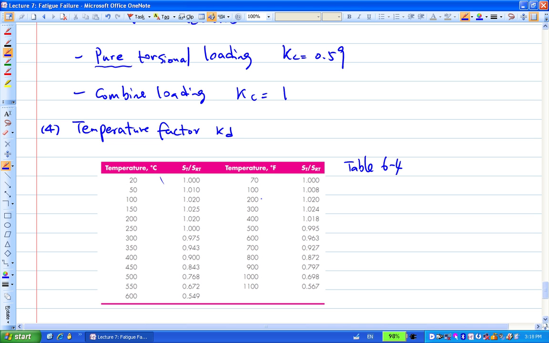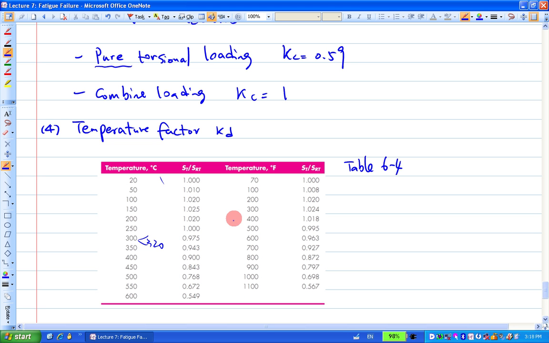Which one you use depends on the question, and the table doesn't give you all the numbers. If the question is, say, what will be the factor at 320, then you have to do a little interpolation. If you choose to use the table, chances are you will need interpolation.